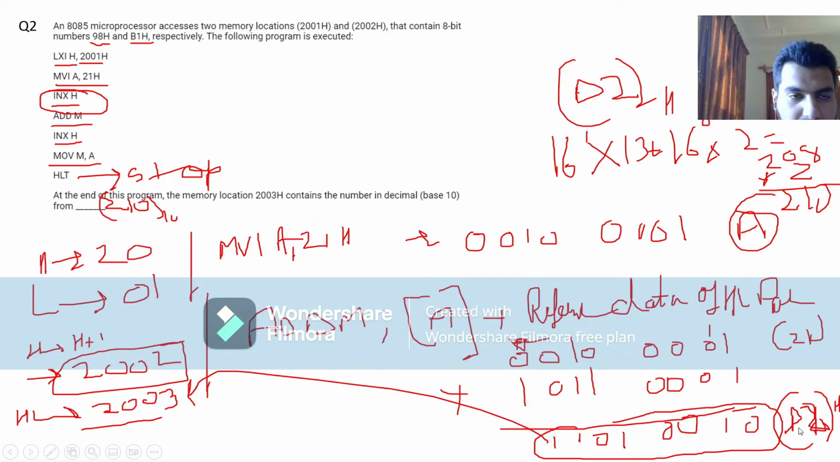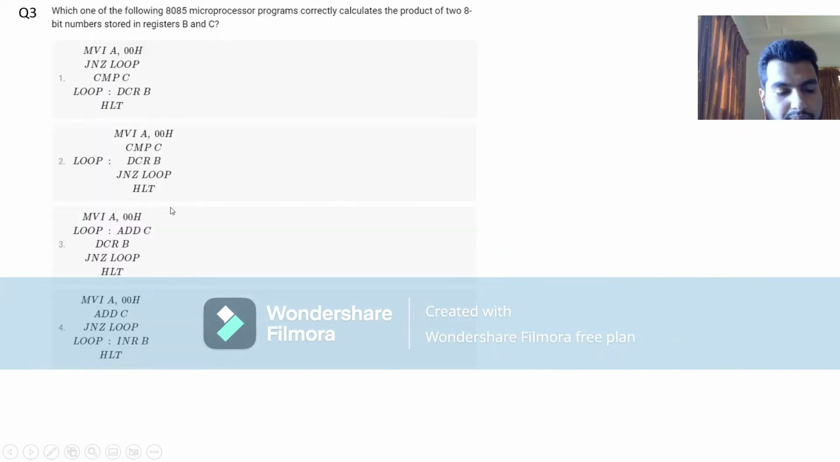Then we are moving these contents to the memory location 2003, because the INX got incremented, and we are required to find out the number at this memory location in base 10 system. So we will convert this D2 into base 10. Simply D is 13, so 16 raised to power 1 multiplied by 13 plus 16 raised to power 0 multiplied by 2. So 16 multiplied by 13 is 208, plus 2 is 210. So the number at this location will be 210 in the decimal system.